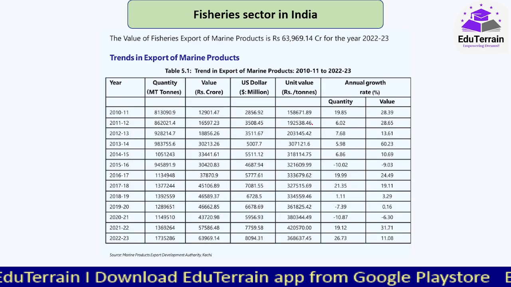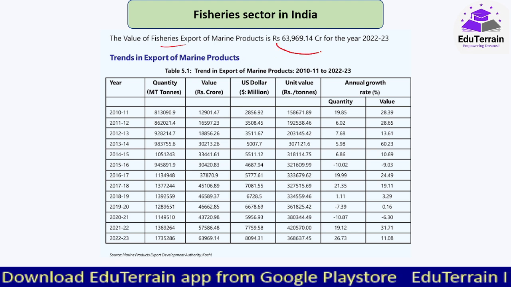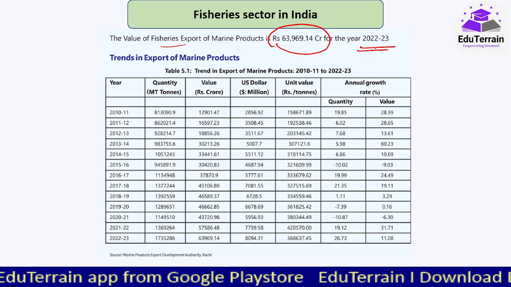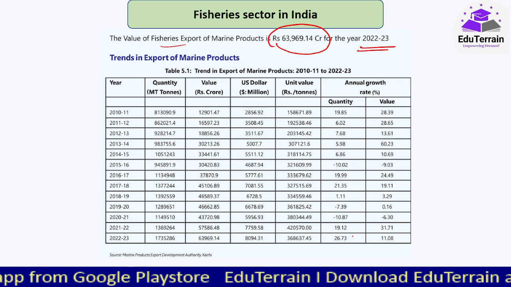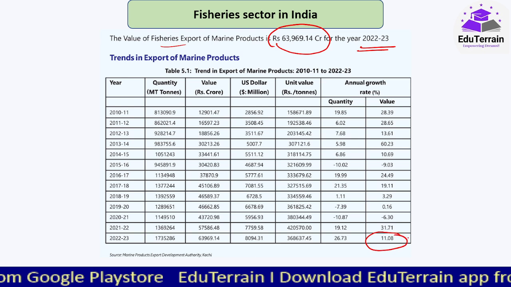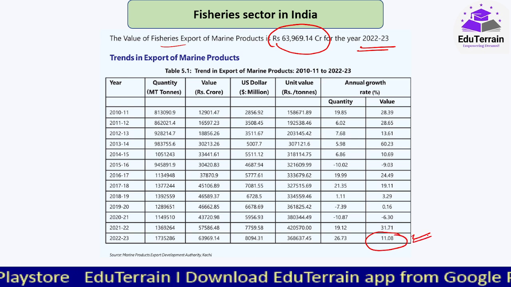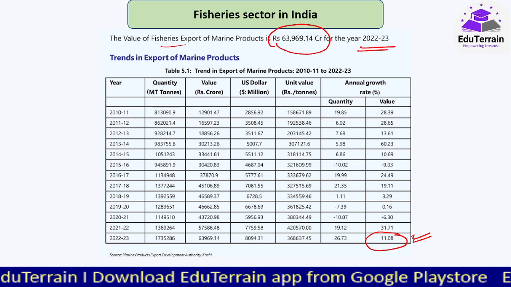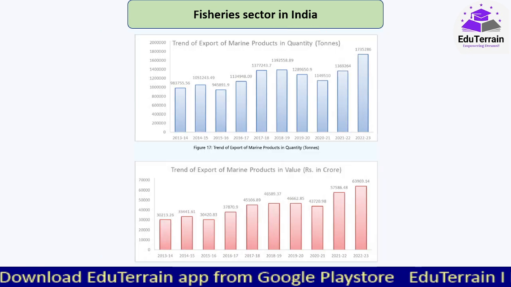Okay, as you can see here, the value of fisheries exports has touched 63,969.14 crores for the year 2022-23. Okay, ये 2022-23 का है. Annual growth rate it has witnessed is 11.08%, though it is less when compared to the previous years, as you can see here, but still better when compared to the negative things that we have seen in 2020, 21, etc.